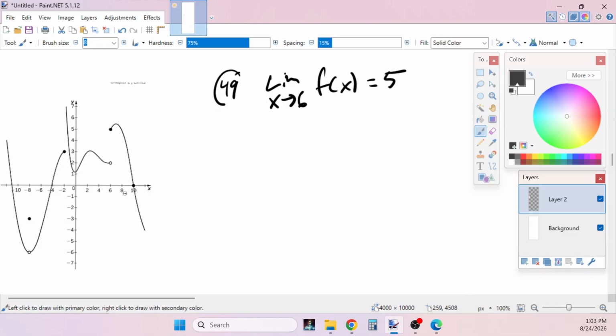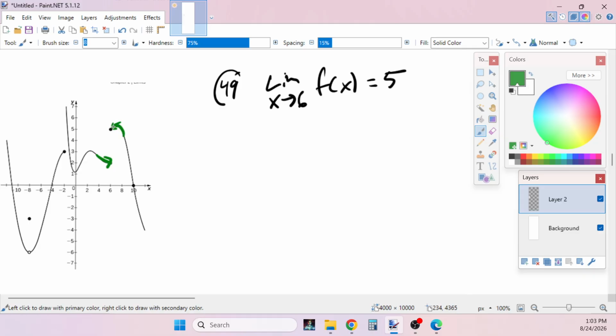So this is a limit with no decoration here. That would be from the right. This would be from the left. When there's no mark there, you look at both sides. So coming to x equals 6 from this side and from this side.